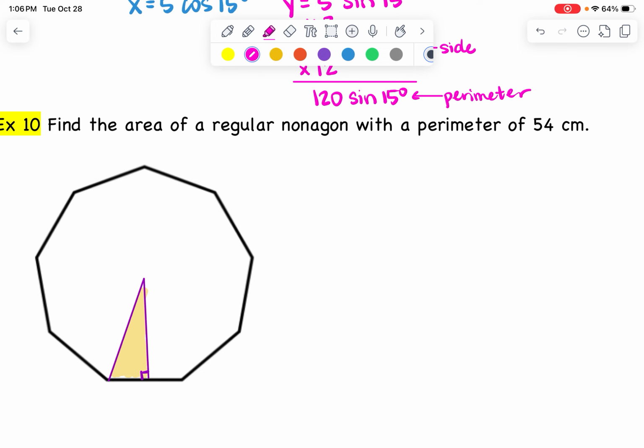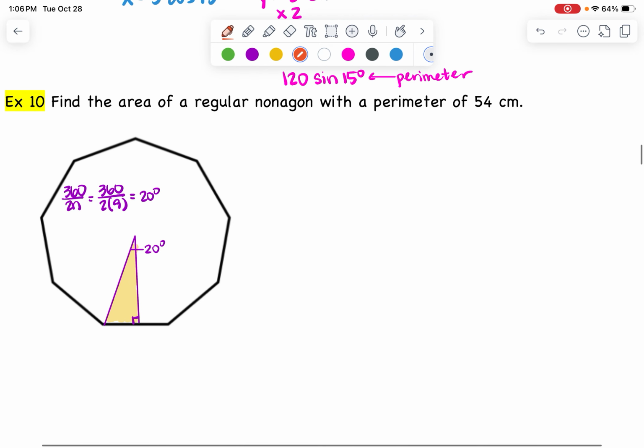All right, I am going to find that top angle. So I'm going to do 360 divided by 2n. In this case, that's 360 divided by 2 times 9. So 360 divided by 18, which is going to give us 20 degrees. So this top angle is 20 degrees. That's pretty nice.